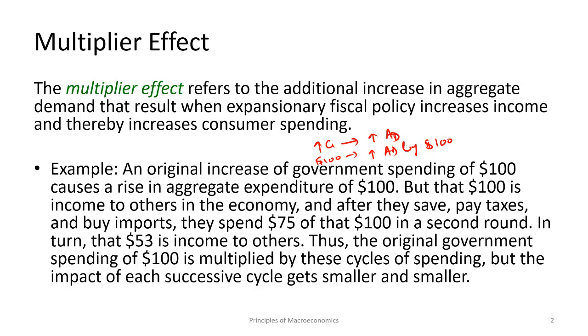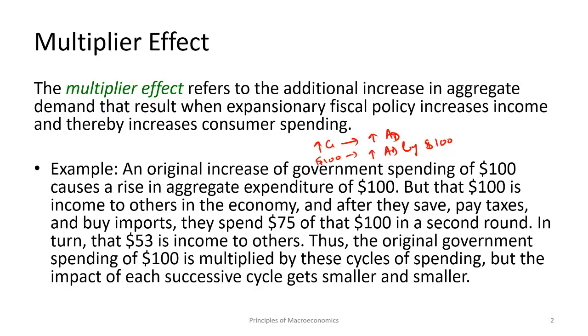But that $100 is income to others in the economy, and after they save, pay taxes and buy imports, suppose they spend $75 out of that $100 in the second round. Now that $100 that government spent is not going out of the system. Somebody's income is increasing by $100. Suppose I work and I get that $100. I'm not going to spend all of it because I'm going to save a part of it in my bank for the future. Suppose I spend say $75 out of $100, which means that I spend 75% of my income.